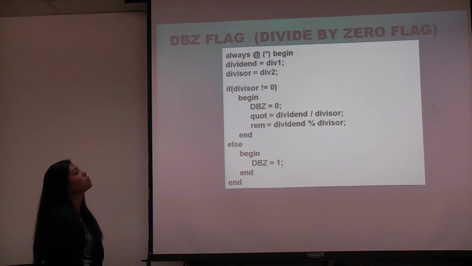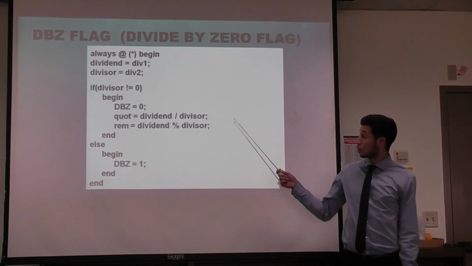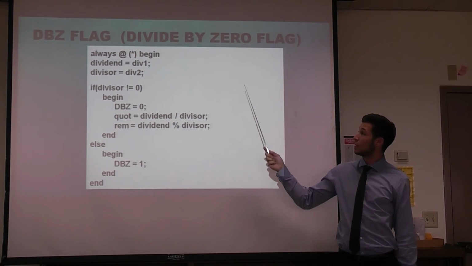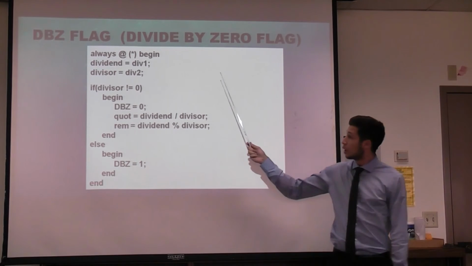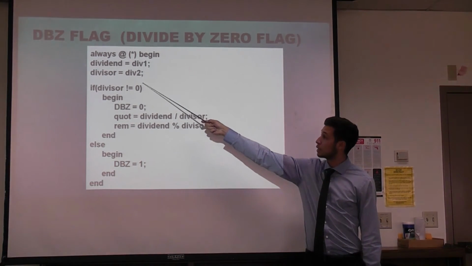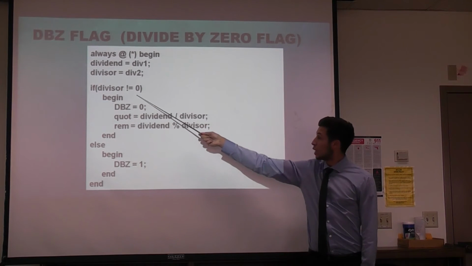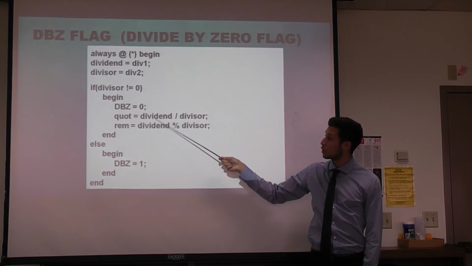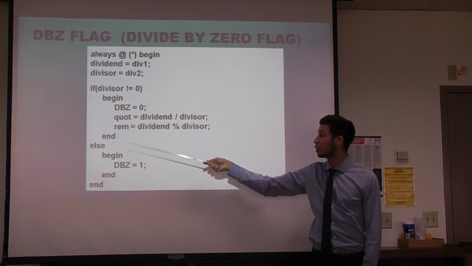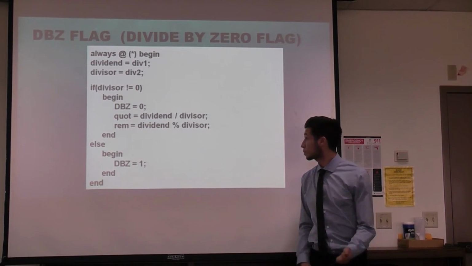So the divide by zero flag was a fairly easy implementation. The code was implemented in the division module, which is located inside the ALU. So we cast the two inputs as integers, and we check to see if the divisor is not equal to 0. And if it's not equal to 0, we go on with the division operation, and we set the flag equal to 0. Else, we set the flag high, and we refrain from dividing.